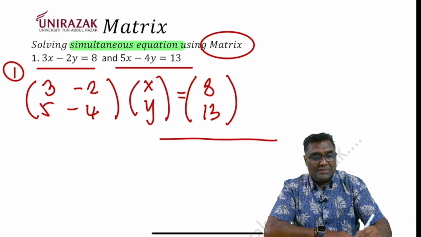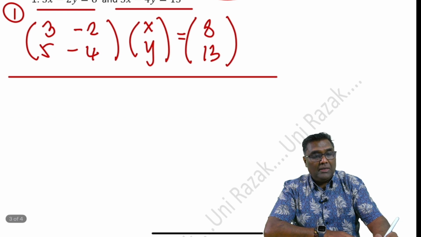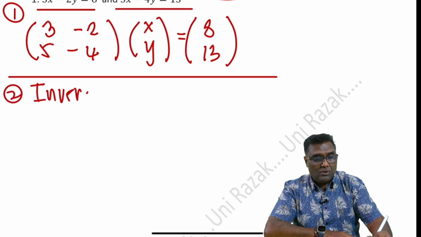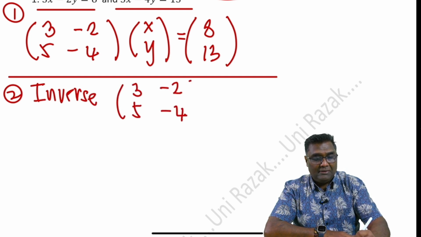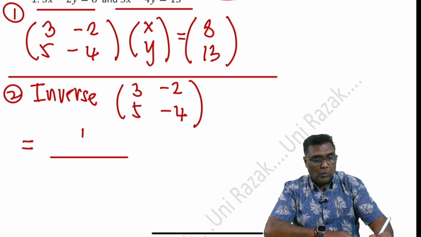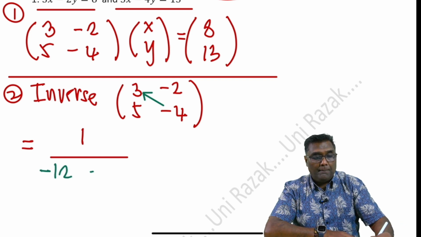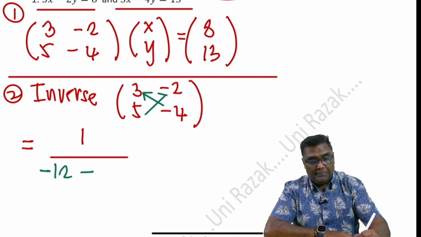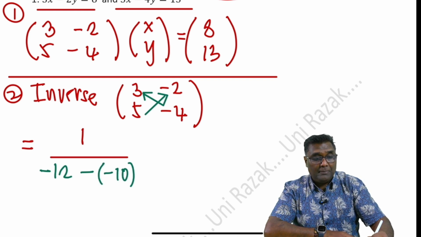Okay, now, what is the next step, sir? The next step is called inverse. We are going to find the inverse of the matrix 3, 5, -2, -4. What is the process? 1 over, what do you do? You cross multiply. 3 times -4, -12, minus, cross multiply, 5 times -2, -10.